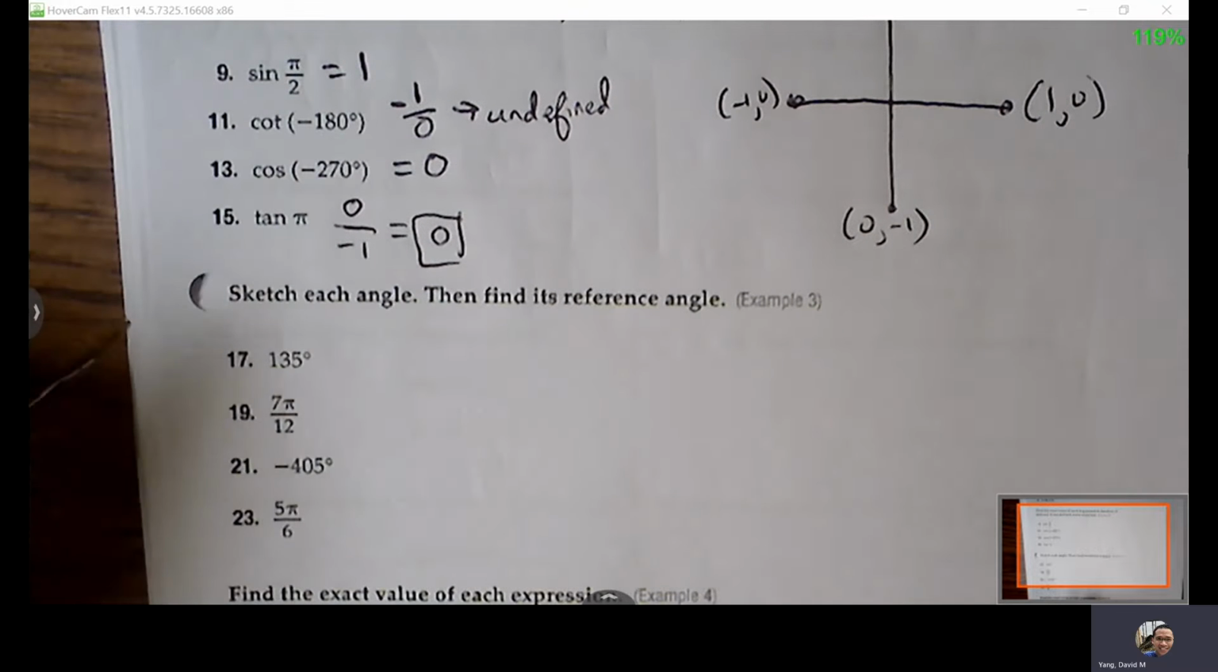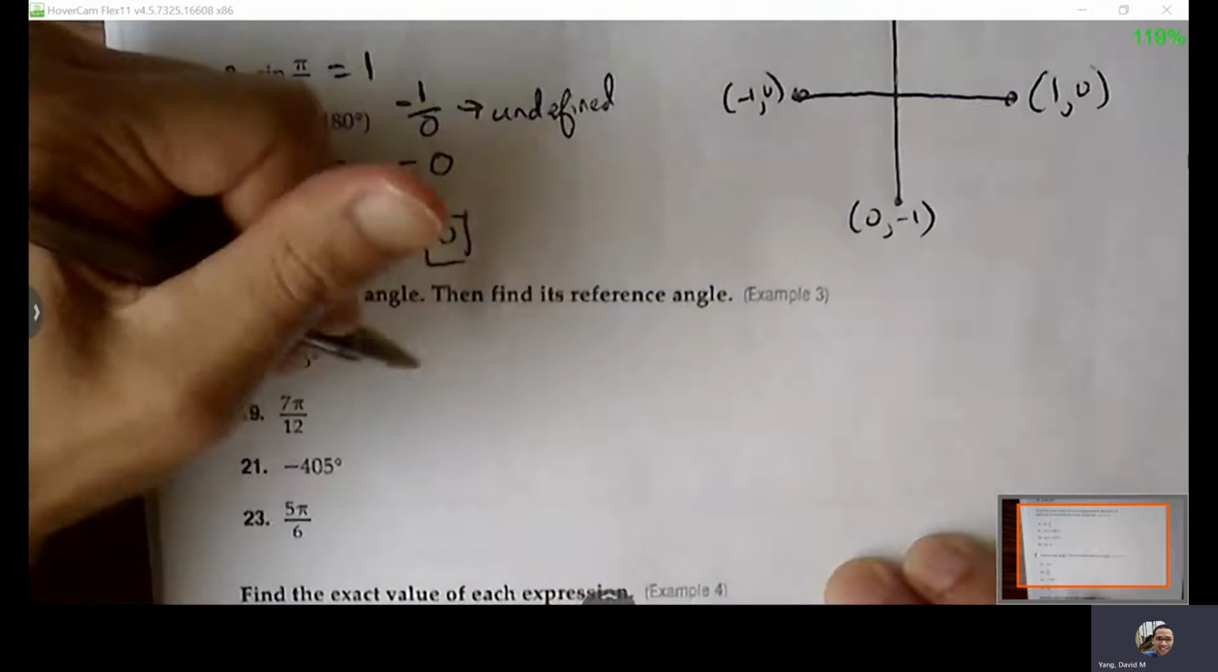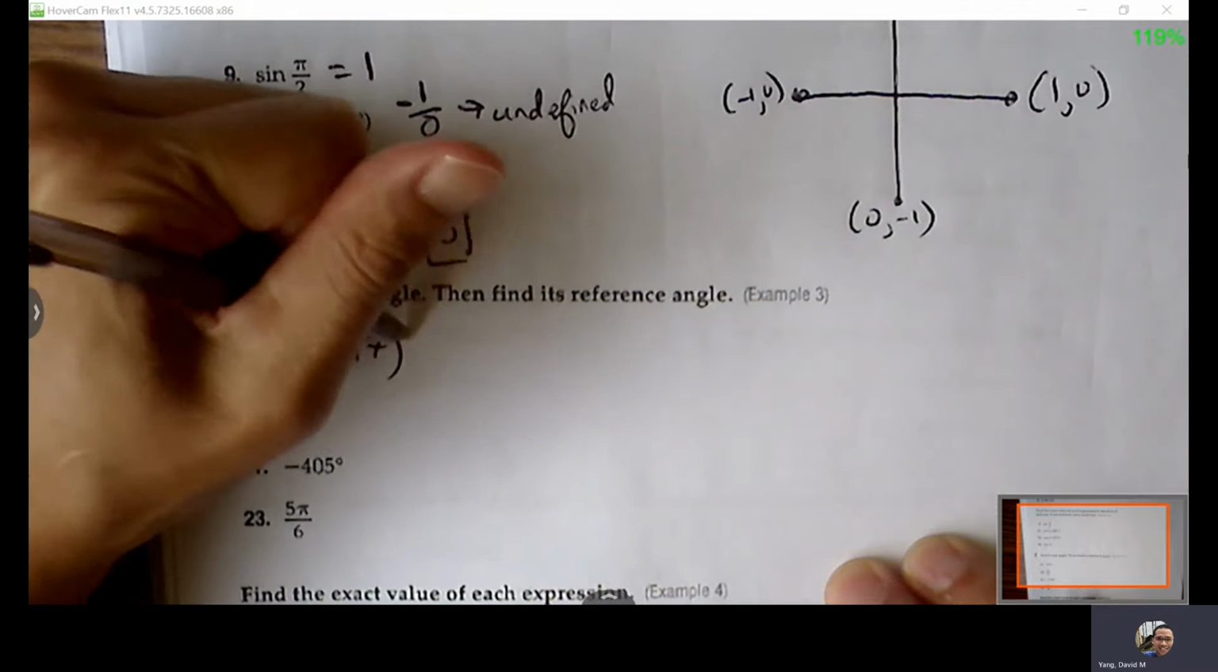Sketch each angle, then find its reference angle. So we're basically just going to draw the angle and look at that distance between that coterminal side and the 180 or 360 degree line, and find the reference angle. All right, so I'll do 17 here.